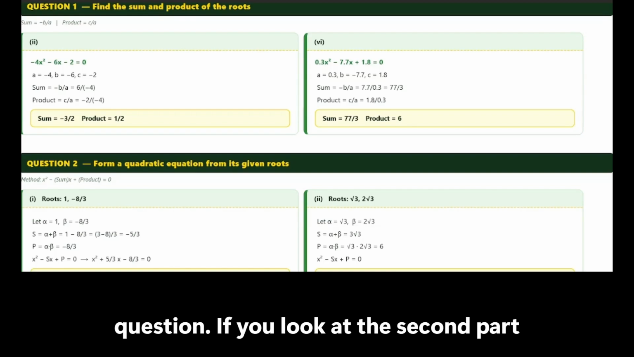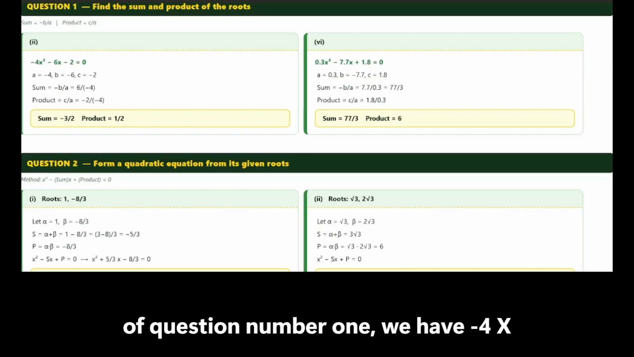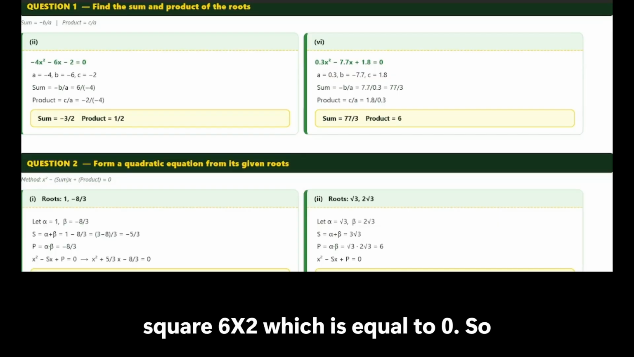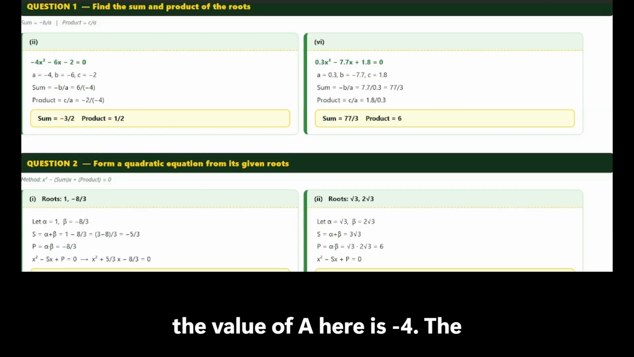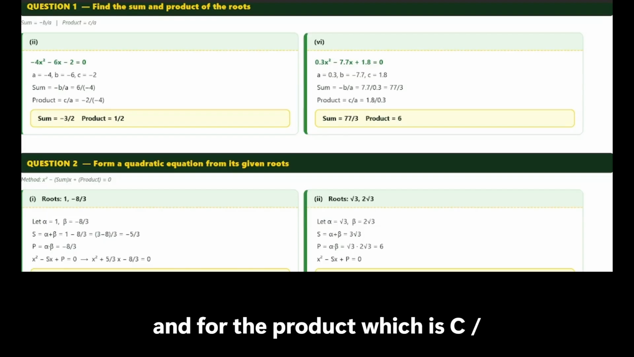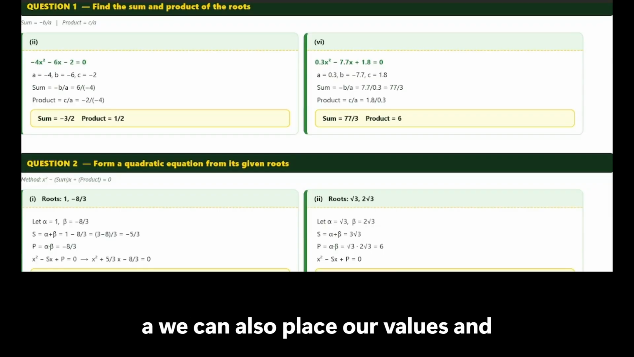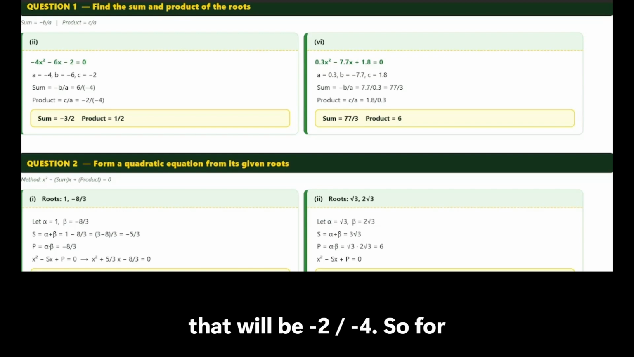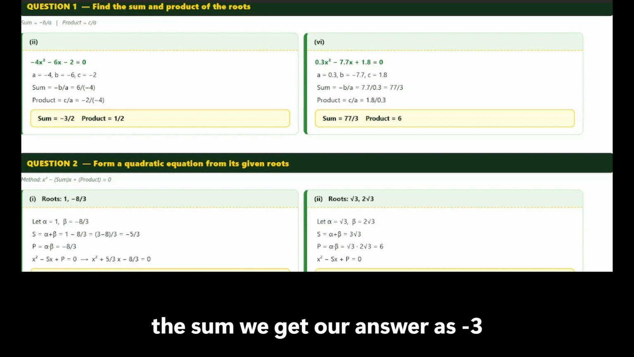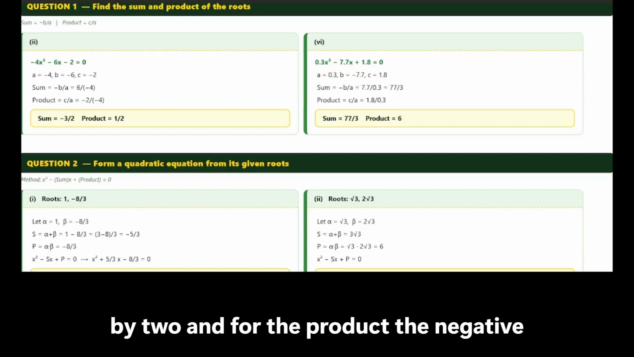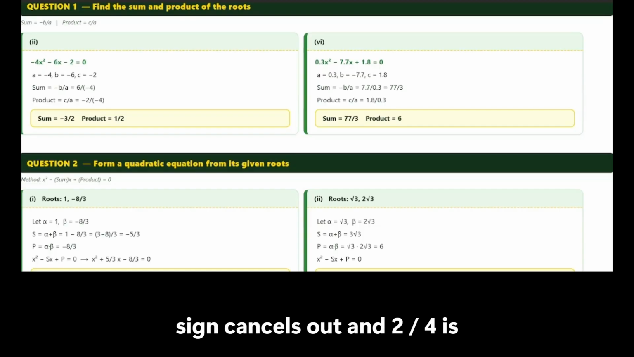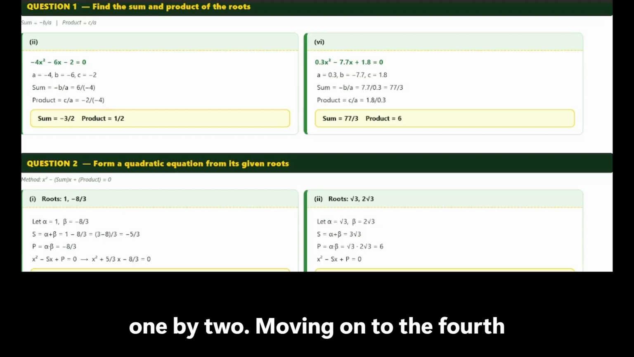If you look at the second part of question number 1, we have negative 4x squared minus 6x minus 2, which is equal to 0. So the value of a here is negative 4, the value of b is negative 6, and the value of c is negative 2. By using the formula of sum, which is negative b over a, we can place our values, 6 over negative 4. And for the product, which is c over a, we can also place our values, and that will be negative 2 over negative 4. So for the sum, we get our answer as negative 3 by 2, and for the product, the negative sign cancels out, and 2 divided by 4 is 1 by 2.